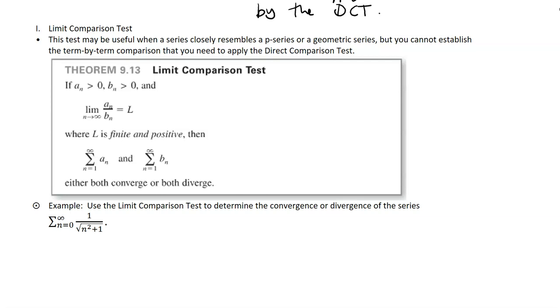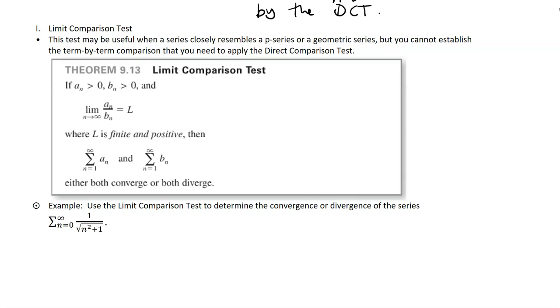Next we're going to talk about another comparison test that may be useful if you can't establish the term-by-term comparison that you need to apply a direct comparison test. So perhaps a more simplified version of the function can be used with the a sub n and the b sub n to confirm convergence or divergence.